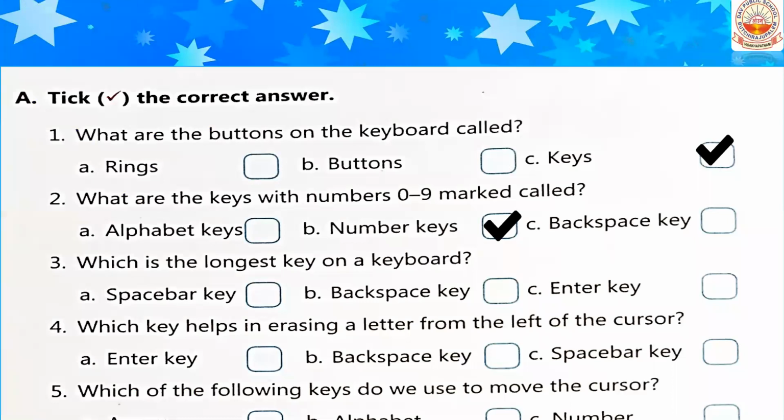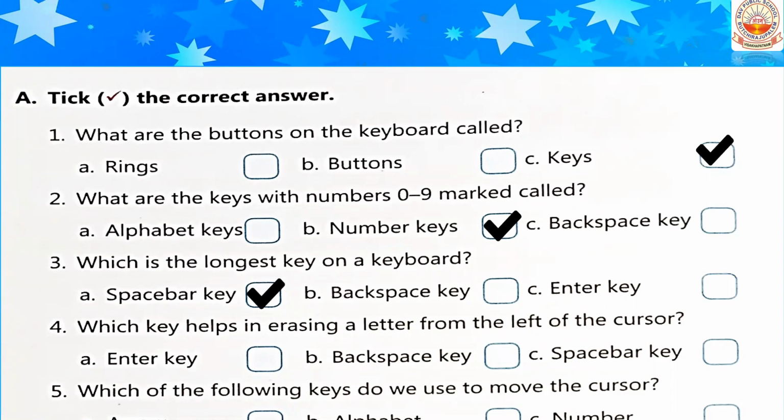The next one. Which is the longest key on a keyboard? So just now I have explained, children. Can you tell me? The first option is spacebar key. The second one is backspace key. The third is enter key. So what is the answer, children? Yes, spacebar key. So the spacebar key is the longest key on the keyboard. Okay, children. This spacebar key is used to give space between words and letters.